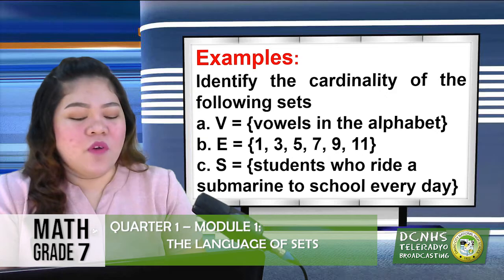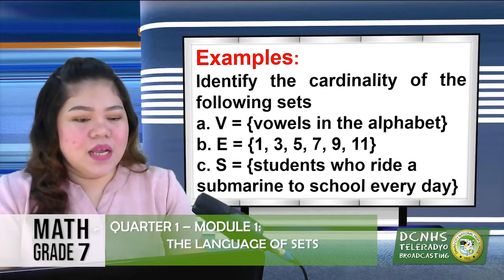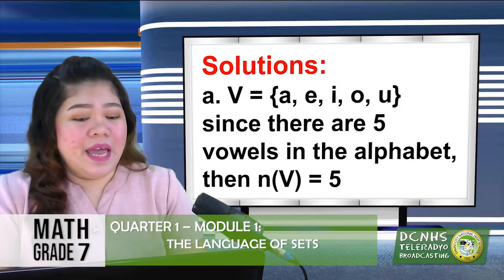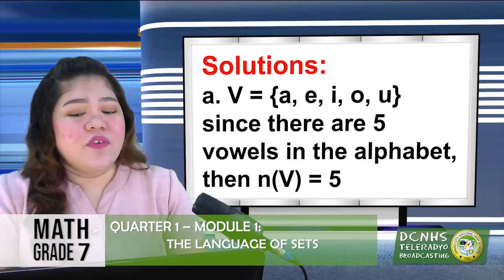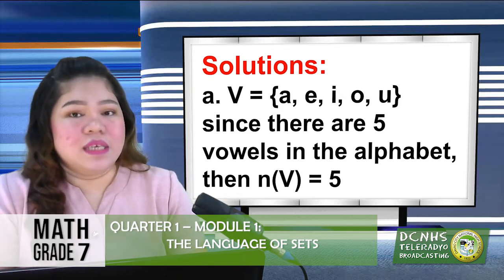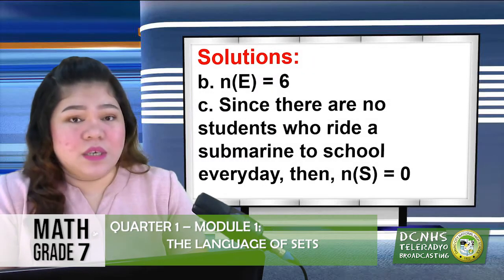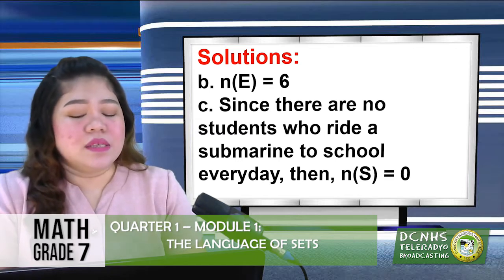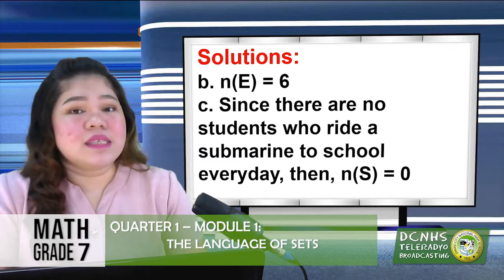And C is the set of students who ride a submarine to school every day. Solutions. For A, V is the set of A, E, I, O, U. Since there are 5 vowels in the alphabet, then the cardinality of set V is equal to 5. Letter B, the cardinality of set E is equal to 6. And letter C, since there are no students who ride a submarine to school every day, then the cardinality of set S is equal to 0.